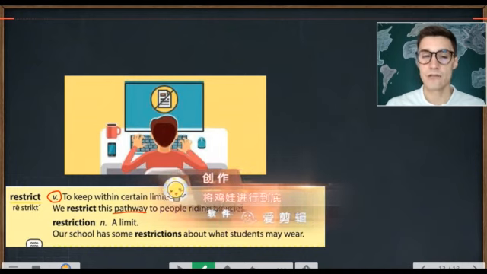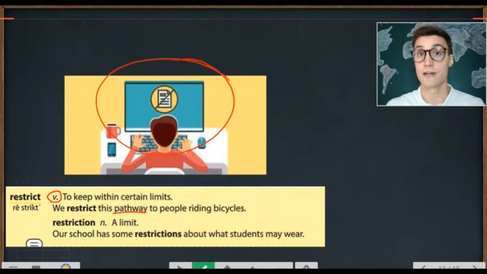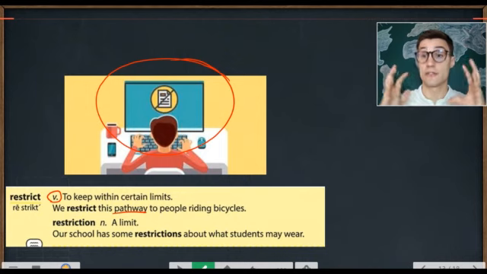In some countries, the government restricts the internet, so you cannot use Google or Facebook or Instagram or YouTube or the things they use in the West. So some countries restrict the internet. They keep within certain limits.